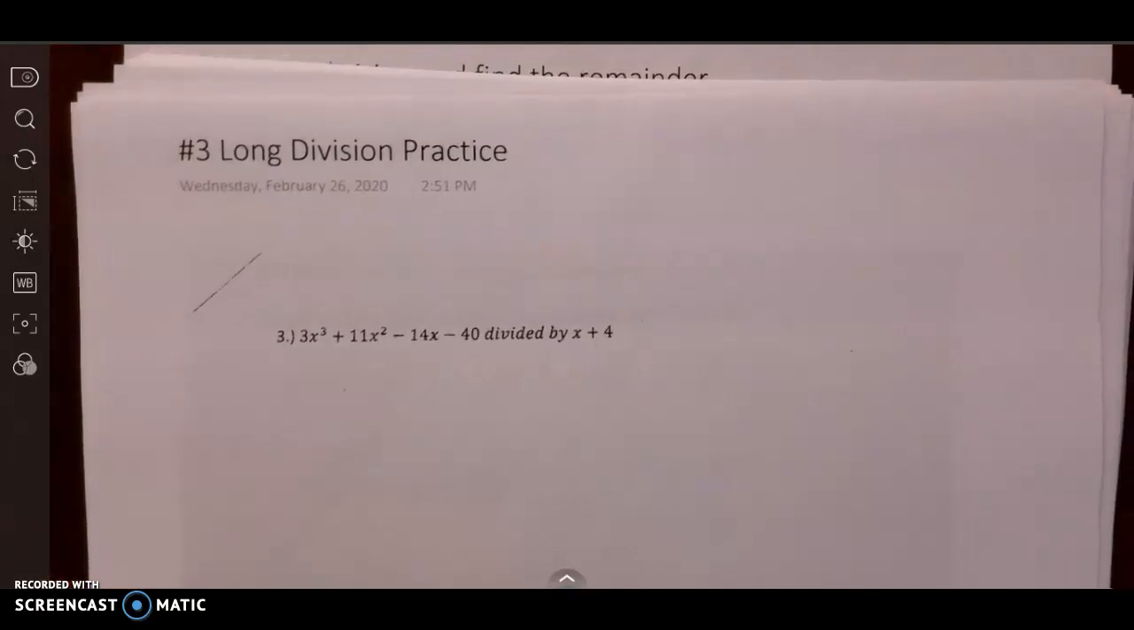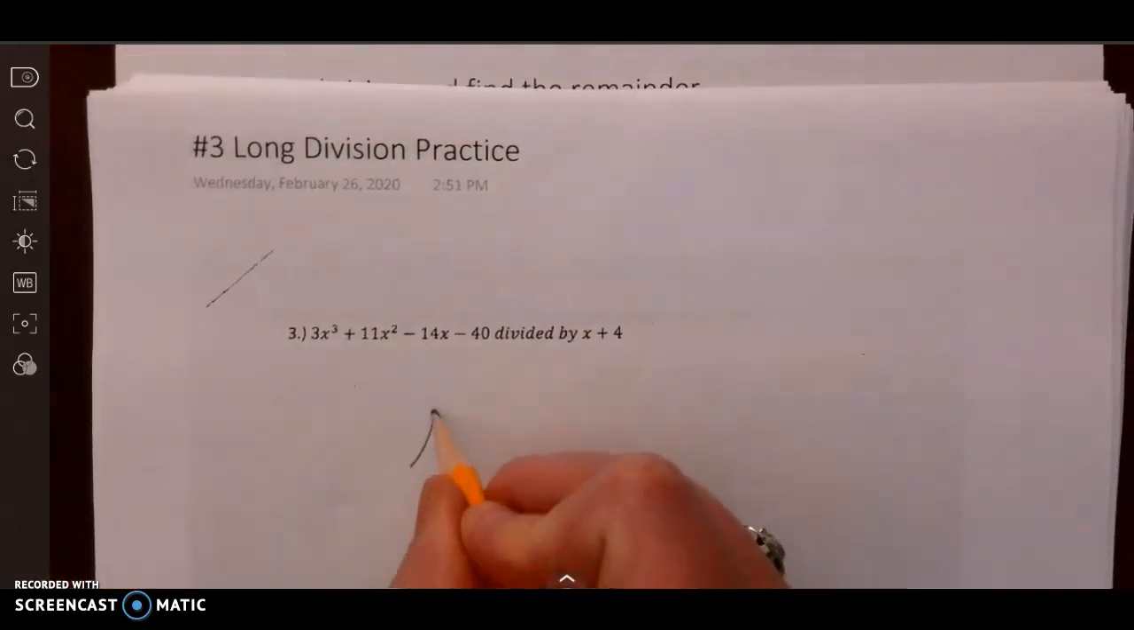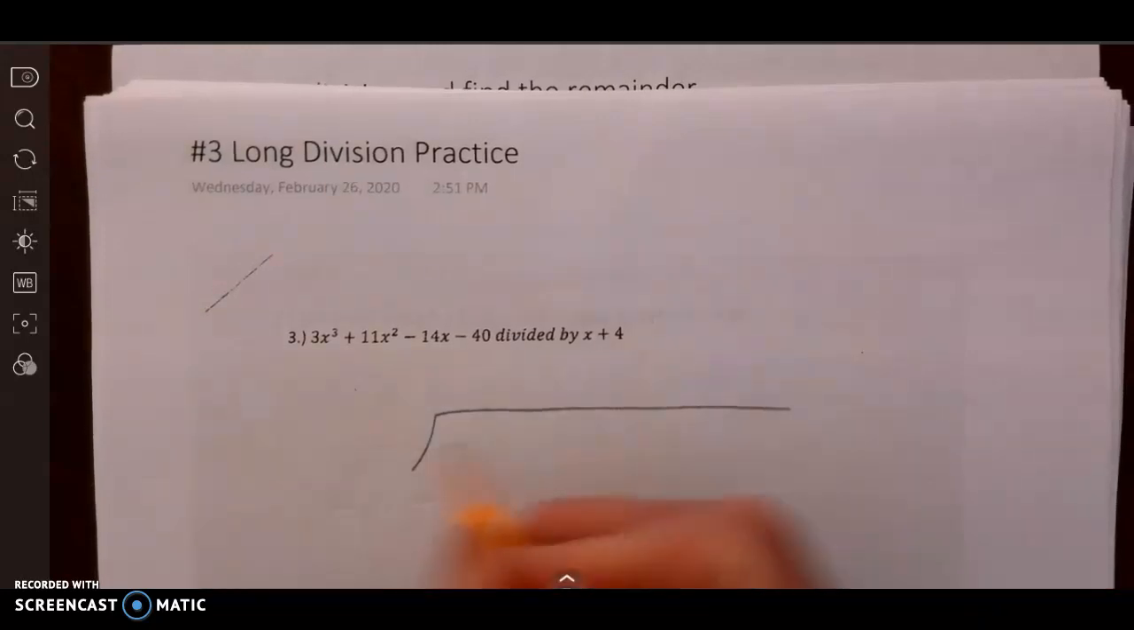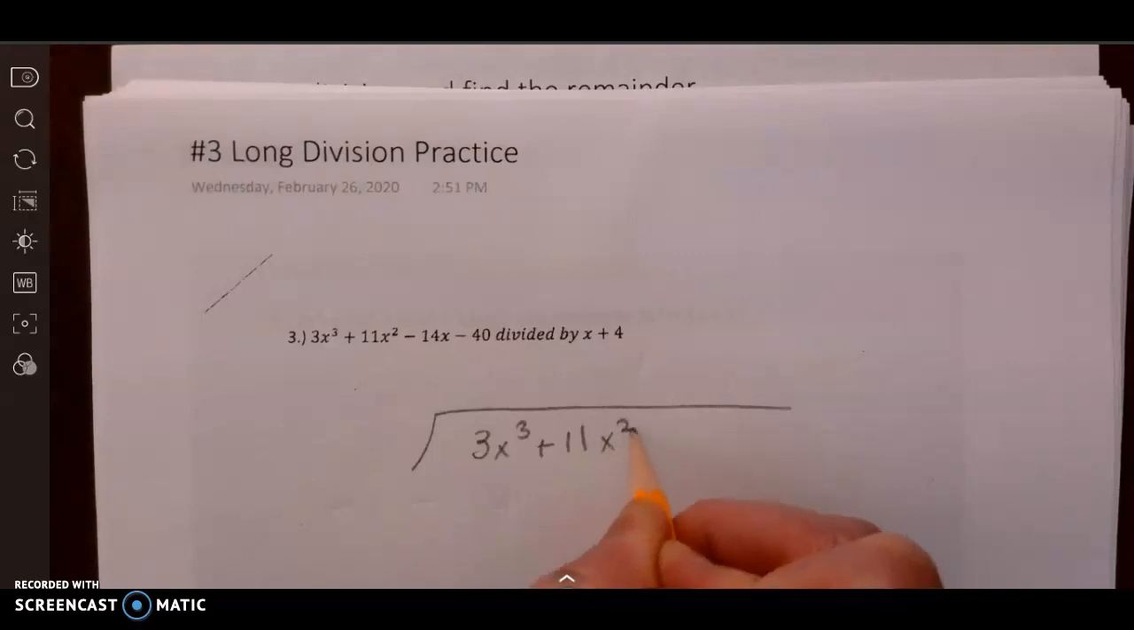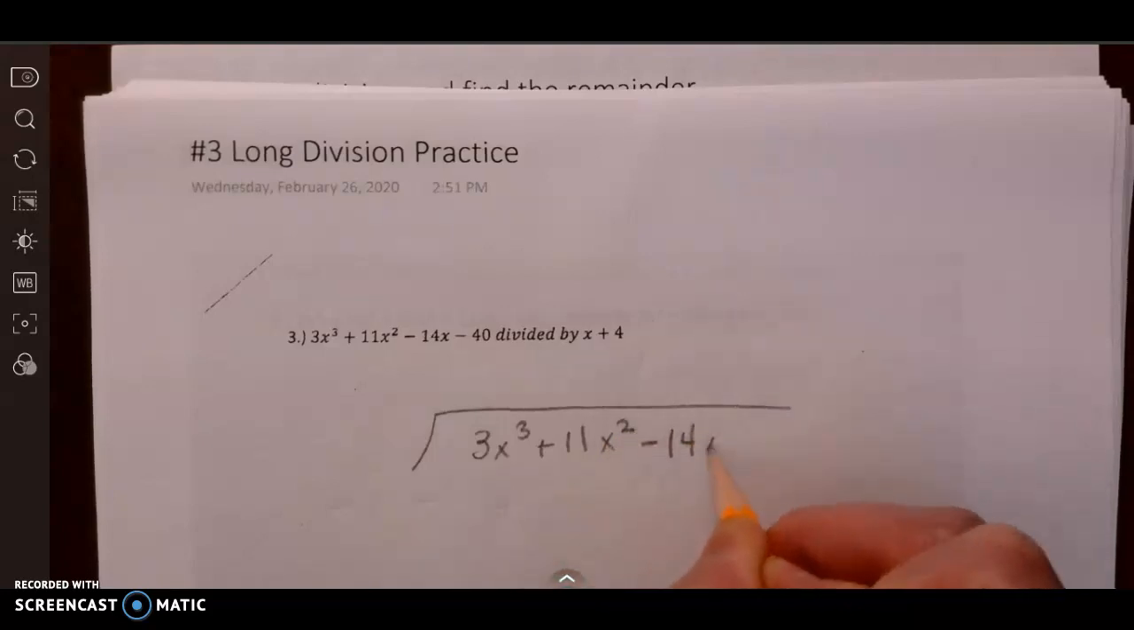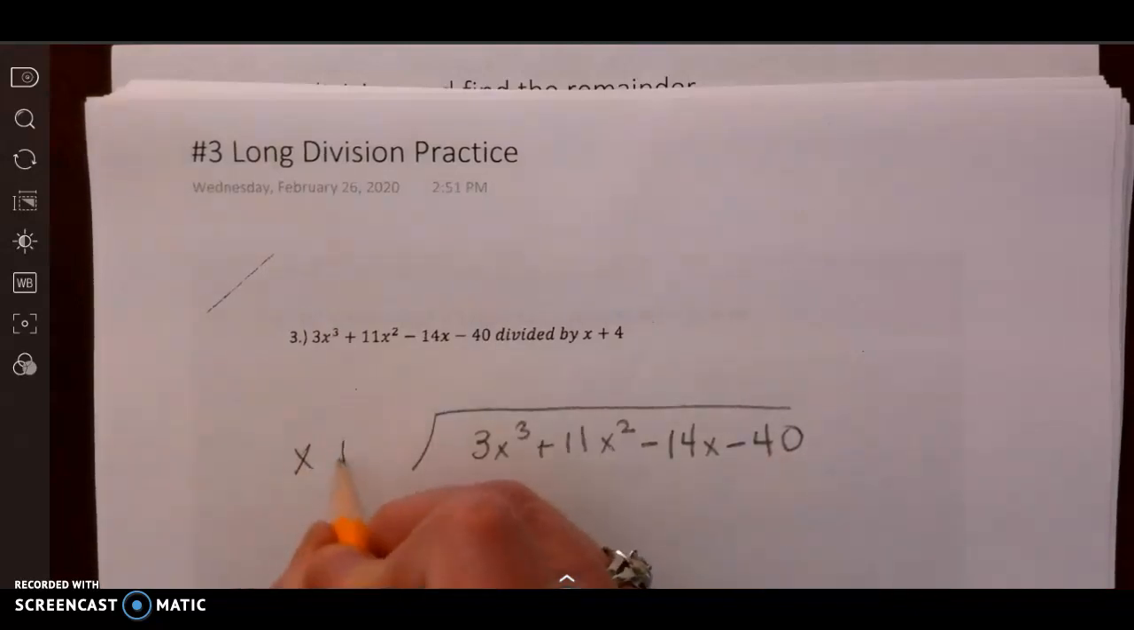Now we're going to do the third practice problem. 3x cubed plus 11x squared minus 14x minus 40. I don't need any placeholders, and I'm dividing by x plus 4.